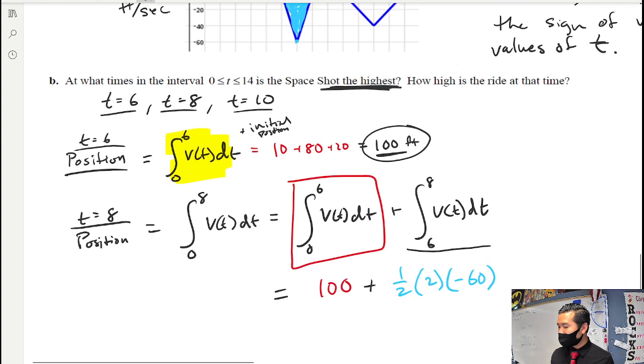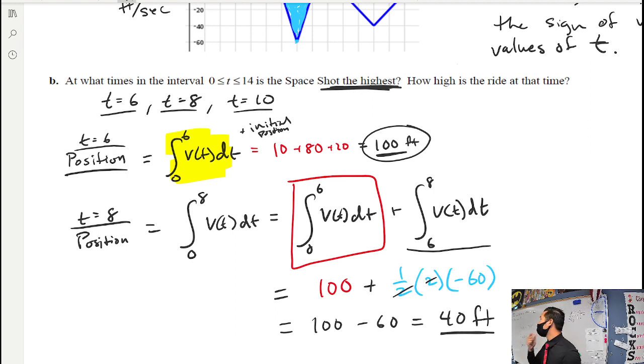So what is my position going to be on this problem? Wouldn't it be 100 minus 60? Yeah. So what is it in total? Well, this will be 40 what? Feet. So I can already tell you at t equals 8, that's not the highest position, right?